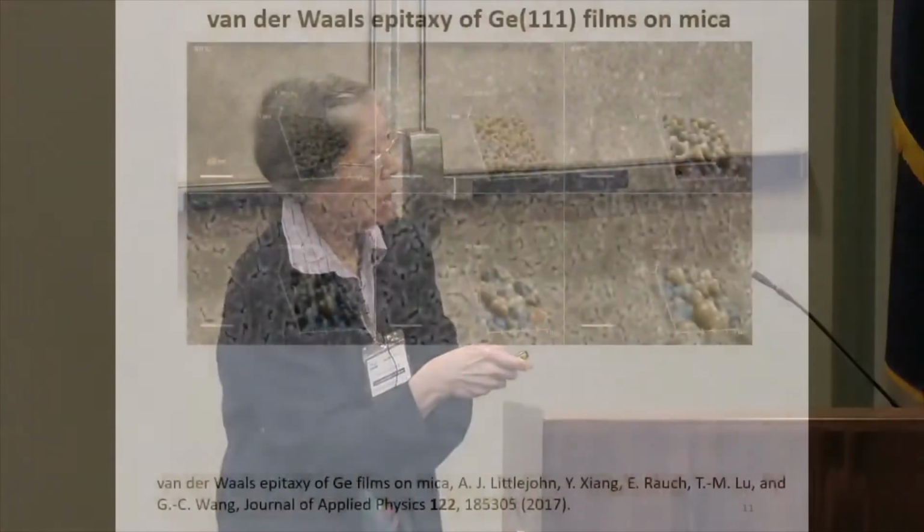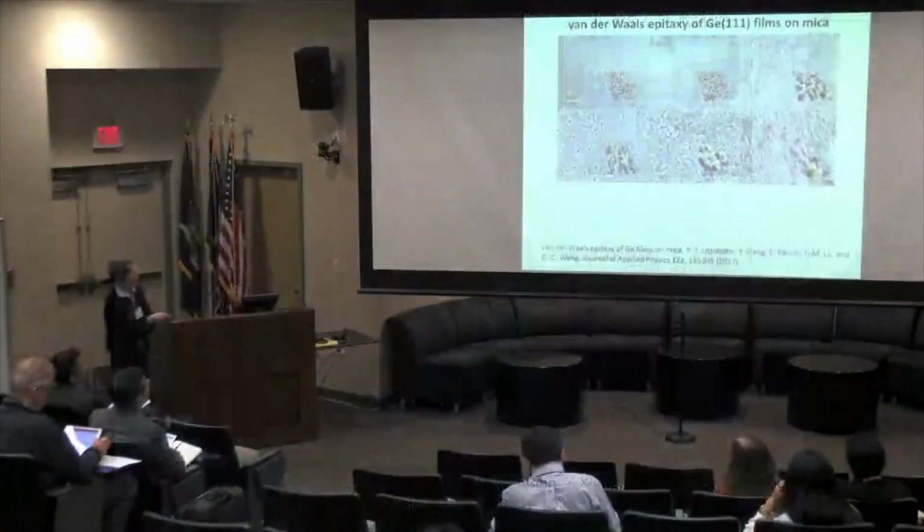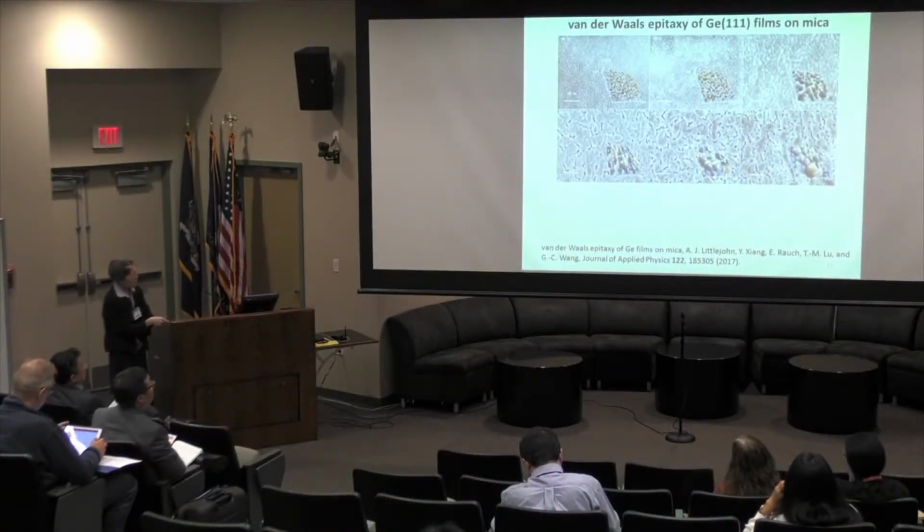So here is a germanium 111 film deposited on mica. The reason I call it van der Waals is because originally we thought mica is a layered material that behaves with van der Waals behavior. If you look at the thickness, it's the same film at different annealing temperatures, from 300, 350, and so forth. This is a top view. This is a 3-dimensional view. I would ask you, how do you describe this temperature-dependent film morphology? How would you describe it in words?